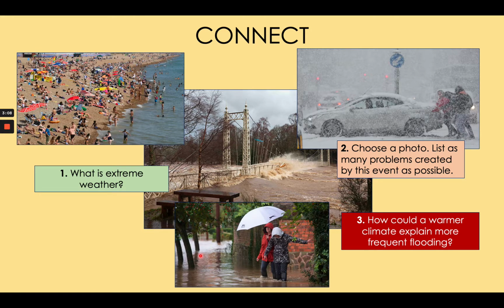heavy rain again. How could a warmer climate explain more frequent flooding? Well, if you already understand the impact of climate change on flooding, you may have said the following 2 things. You may have said, first of all, that it might cause more precipitation, which is rainfall in certain areas, leading to a higher risk of flooding. You may also have said that a warmer climate causes water to expand. As warmer water expands, flooding risk goes up because the water will rise. You may also have said that a warmer climate will lead to melting of ice in, for example, Antarctica, leading to rising sea levels, again increasing the risk of flooding.